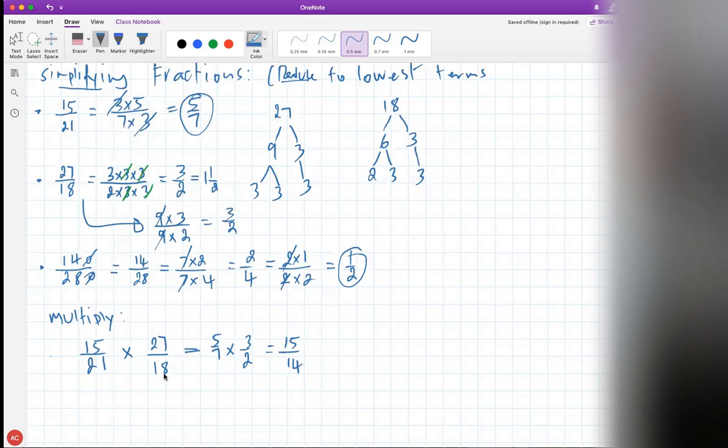Okay, everybody. So, any questions about this so far? No. Any questions about simplifying? No. All right, moving on.